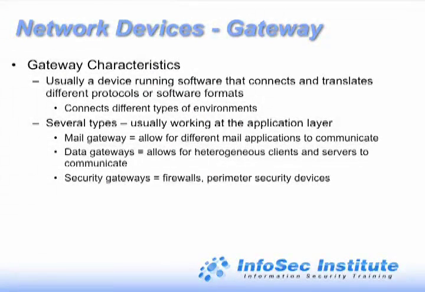Okay, gateway characteristics. Usually a device running software that connects and translates different protocols or software formats. There are several types. For example, a mail gateway, which would allow different mail applications to communicate. There are data gateways, which allow heterogeneous clients and servers to communicate. Then security gateways, such as firewalls and perimeter security devices.